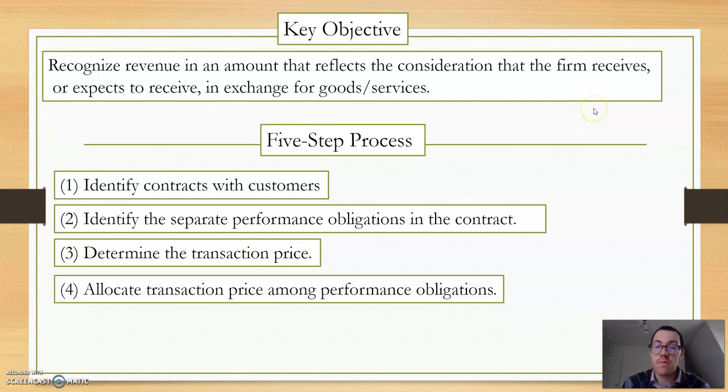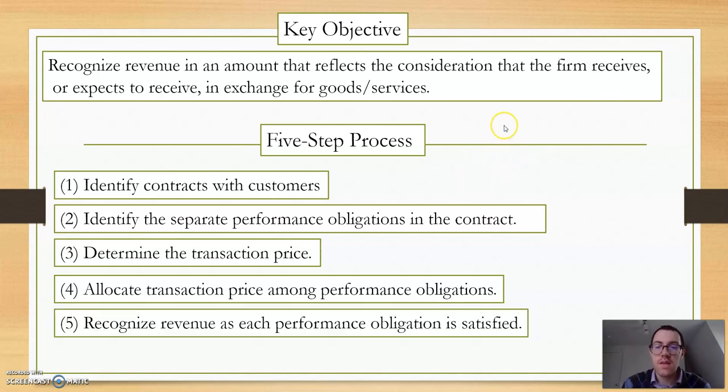Step 4 then would be to take that transaction price and allocate it among the performance obligations. So for the haircut example, how much goes to the haircut and how much to the hair wash when the whole thing costs $25, for example. And the last step is simply to recognize the revenue as each performance obligation is satisfied.